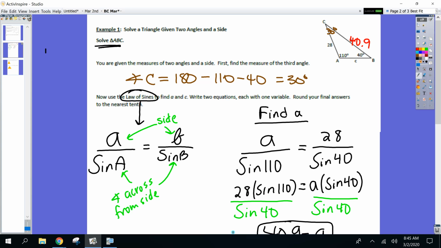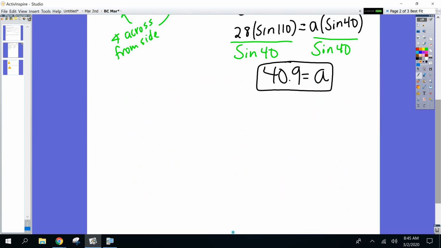Okay, still got to solve for C now. Can I do Pythag? Hey, Pythag? Pythag, why not? Why is that embarrassing? It's not a right triangle. Get out of there. But I can still do law of sines.